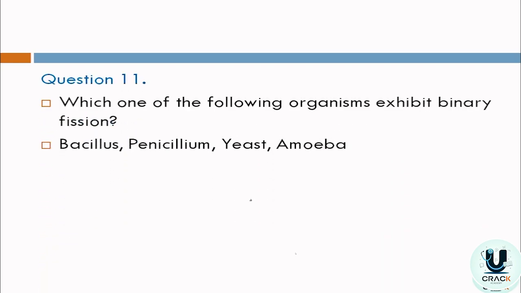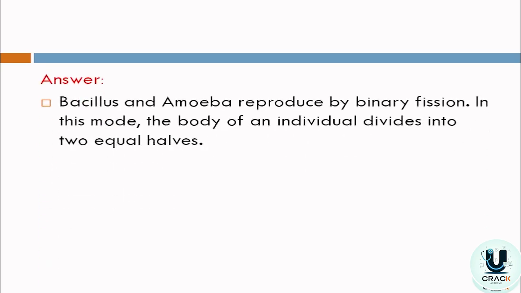Question number 11. Which one of the following organisms exhibit binary fission? Bacillus, penicillium, yeast, amoeba. Answer, Bacillus and amoeba reproduce by binary fission. In this mode, the body of an individual divides into two equal halves.